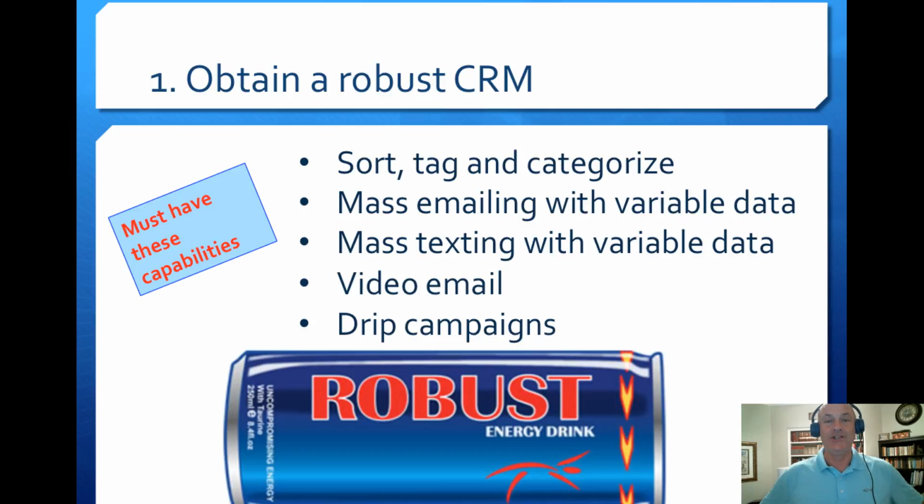Obtain a robust CRM. CRM, a customer relationship manager. It refers to a database. It's a database, but more than just a repository of information like an Excel spreadsheet. A CRM in the real estate sales business has to have several characteristics which enable it to communicate proactively with our database, and here are the ones you want to look for. The ability to sort, tag, and categorize. We already mentioned needing to tag them by source and strength.